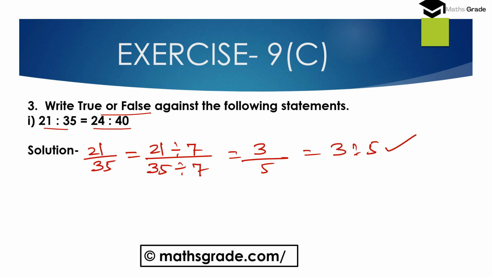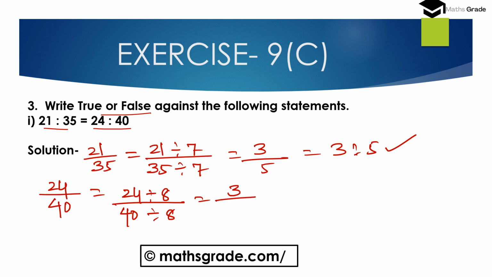Now 24 is to 40, that is 24 divided by 40. Now between 24 and 40, 8 is the common factor. So divide the antecedent 24 by 8 and the consequent 40 by 8. Now 24 divided by 8 is 3 and 40 divided by 8 is 5. 3 is to 5. Now both are equal. 3 is to 5 is equal to 3 is to 5. So this is true.